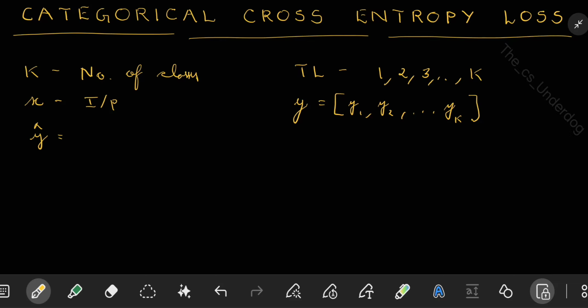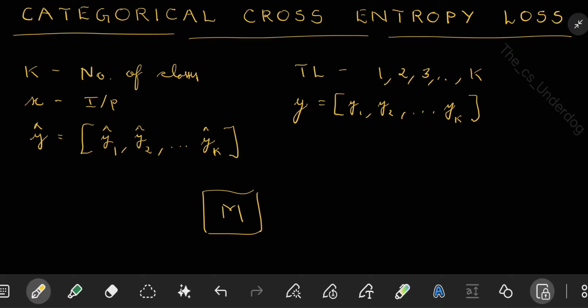Y cap will also be a vector, but this is the raw output. That is, you will have something like this: y1 cap, y2 cap, similarly up to yk cap. This is the output of the model. So it is like this. If you have a model here, you are giving an input x to the model. Your model will be outputting y cap. This y cap will not be a one-hot vector. It is also not probabilities. Instead, it will just be a score. You can call it logits. It is called logits. What are logits?